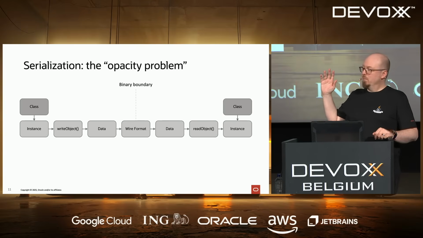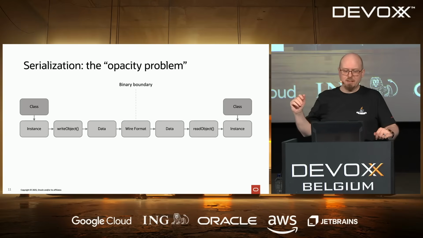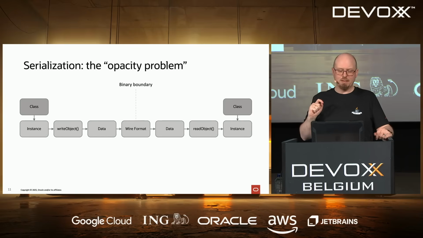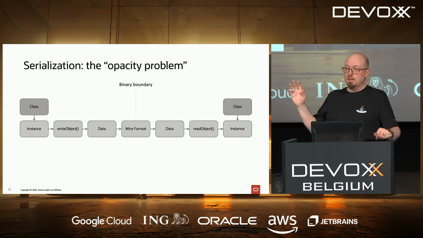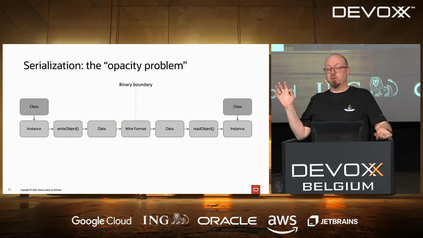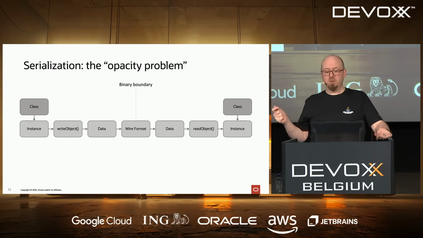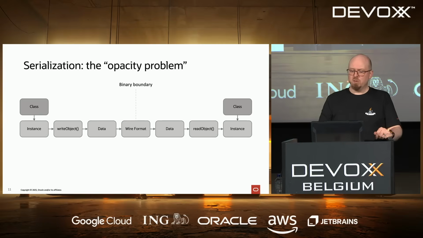This is my mental model of serialization. So we have a class, we have an instance of that class, we write that using writeObject on an ObjectOutputStream. It results in some data in the serialization format, and then on the other side, we're reading that data with an ObjectInputStream. We get the instance recreated, and then, of course, that instance belongs to the right class that was serialized in the first place.